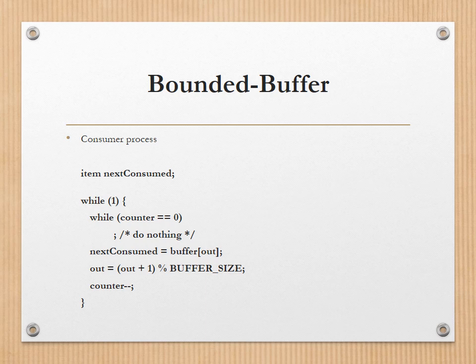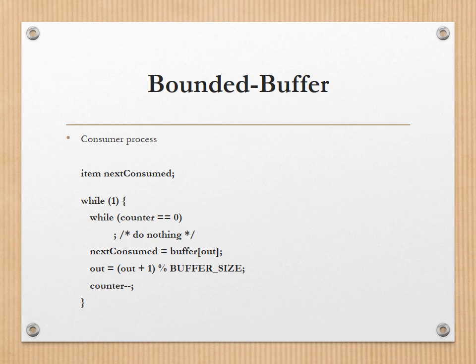Challenges in the consumer process. Race condition. If multiple consumers access the buffer simultaneously, they might modify counter and out incorrectly. Solution. Use mutex locks to prevent simultaneous access. Busy waiting. The loop while counter == 0 causes excessive CPU usage when the buffer is empty.